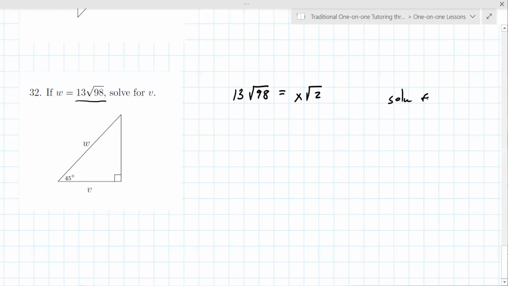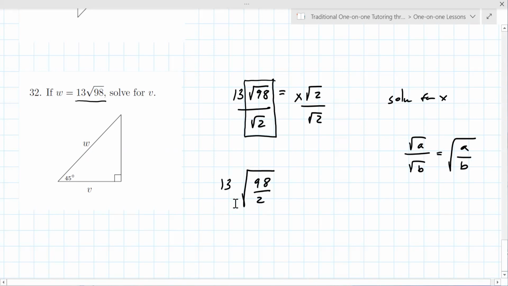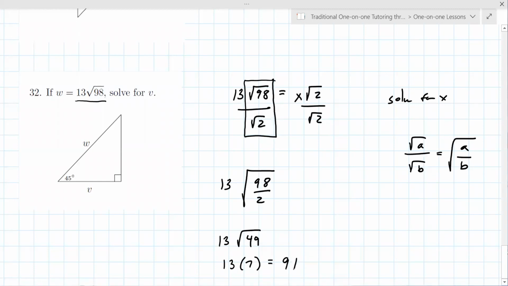So to solve for x, you divide both sides by root 2. We've done that a number of times now. This time, though, you have two roots, and they're not the same. So if you recall, square root of a over the square root of b is the square root of a divided by b. So this is 13 square root 98 divided by 2. What is square root 98 divided by 2? It is 49. Is that a known value? Yes, it's 7. So this is 13 times 7, which ends up being 91.